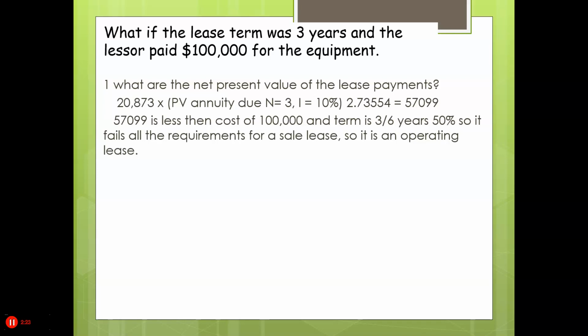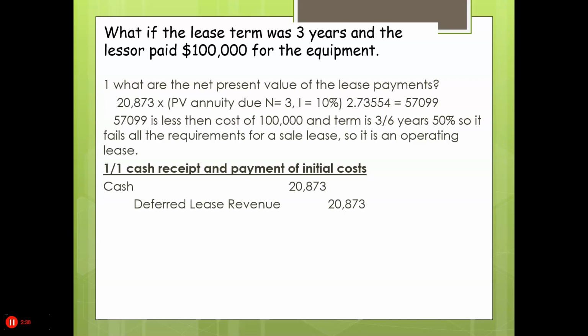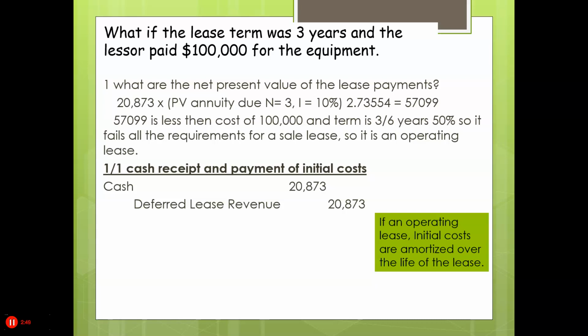And the term is 3/6, which is 50%, so it fails all the requirements for a sales type lease, so this is treated as an operating lease. So for the cash and payment of initial costs, it would be cash, deferred lease revenue. And remember, the first payment doesn't include any interest revenue because it's made when the lease is signed. So since it's an operating lease, we have to defer the initial direct costs, and we're going to amortize these. And we're looking at, again, from the lessor point of view.